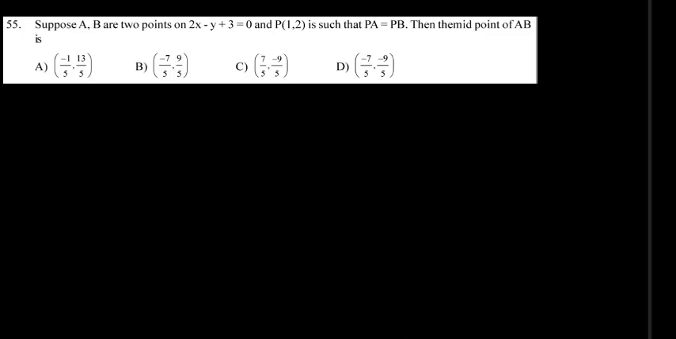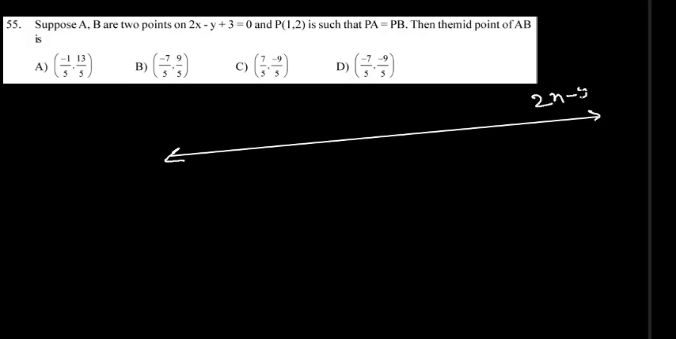Next question, friends. Interesting question. Suppose A and B are 2 points on the line 2x minus y plus 3 equal to 0, and P(1, 2) is such that PA equal to PB. Find the midpoint of AB. So interesting question. This line is given by 2x minus y plus 3 equal to 0. On this line, A and B are 2 points whose coordinates are not given. So P is a point.